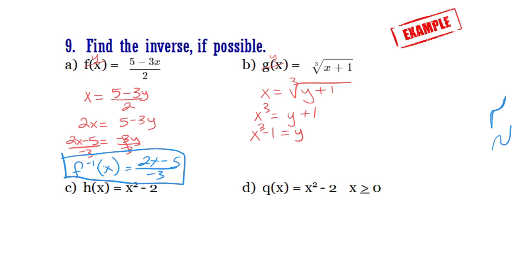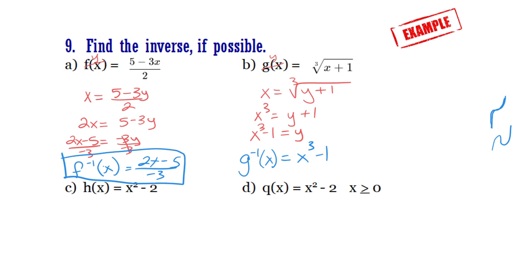All right, final step is to go ahead and write it in that inverse function notation. Oh, you know what? I'm going to change this because it was a g function, not an f function. It's not always f. So this one's g. So I would write the inverse of g is equal to x cubed minus 1.